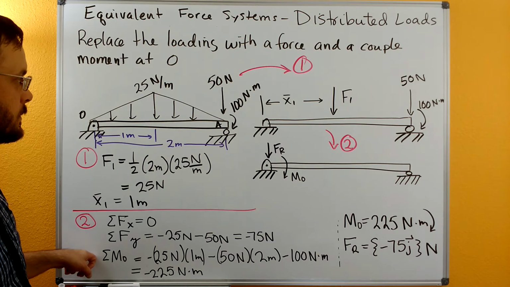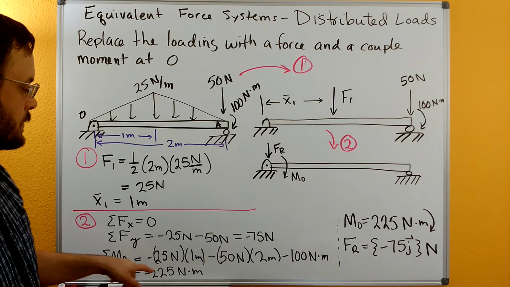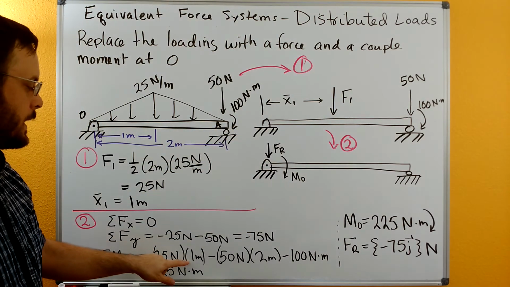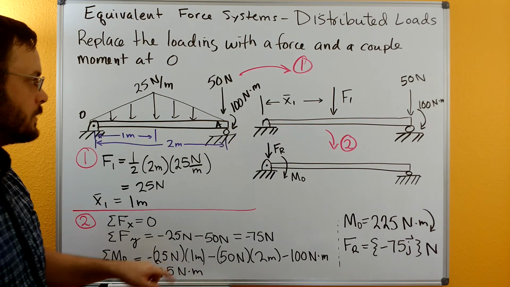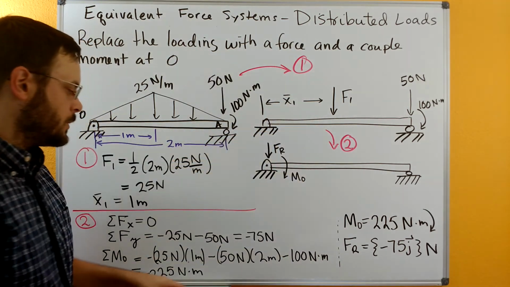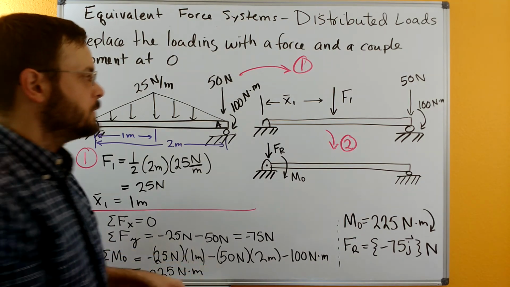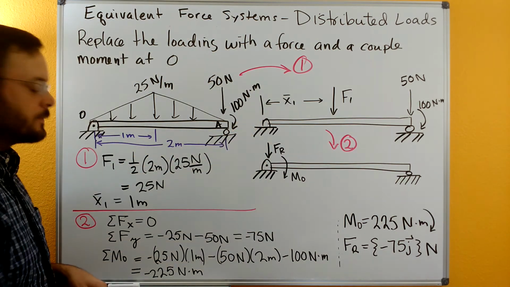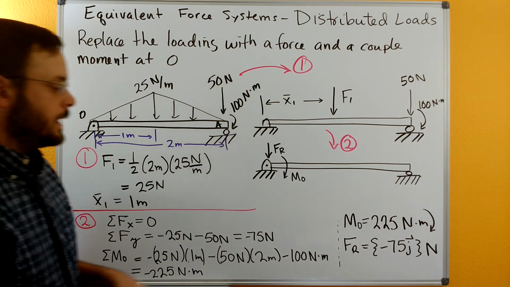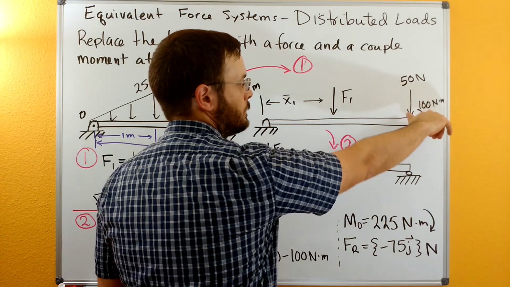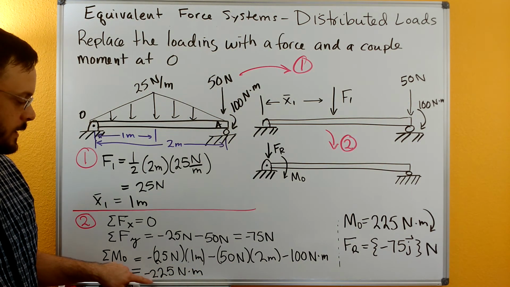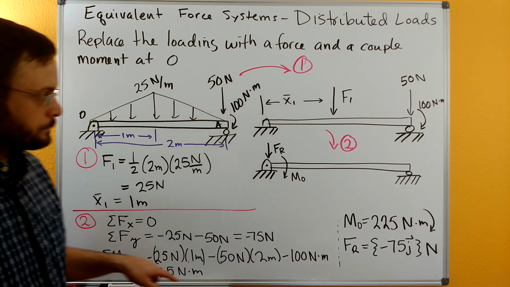And then we have sum of moments about O. So we have our 25 from our distributed load here at an effective distance of 1 meter. That's giving us a negative moment. And then we have the 50 times the 2 meters length here, also giving us a negative or clockwise moment. And then we have the negative 100 Newton meters there at the end. Summing that all up, we get negative 225 Newton meters.